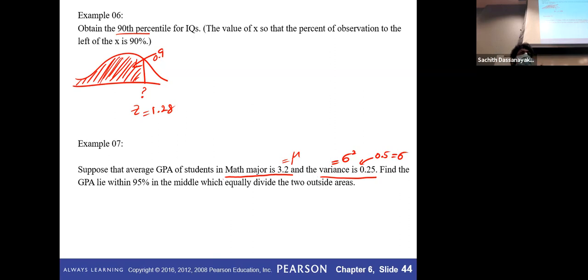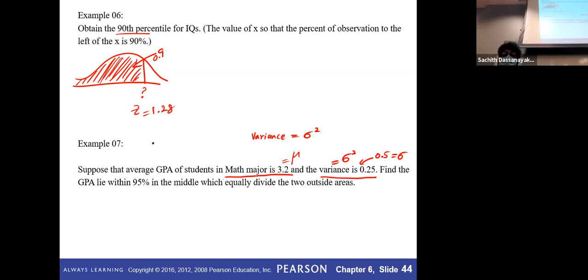So what's the relationship between variance and standard deviation? Standard deviation squared equals variance. Okay, let me write it. Variance equals sigma squared. So here sigma squared is 0.25, so variance is 0.25. So sigma is, take the square root of both sides, you will get 0.5.